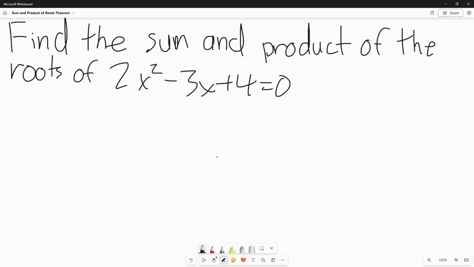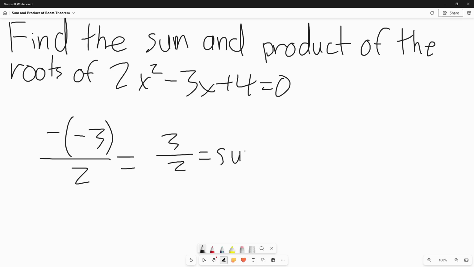This problem asks to find the sum and product of the roots of 2x squared minus 3x plus 4 equals 0. So first, let's find the sum. As we know, for the numerator, we take the negative of the coefficient of the second term, which is negative 3x, so negative 3. We don't write the x. Over the coefficient of the first term, or the leading coefficient. In this case, it's 2, so 2. And this is just equal to 3 over 2, which is the sum.